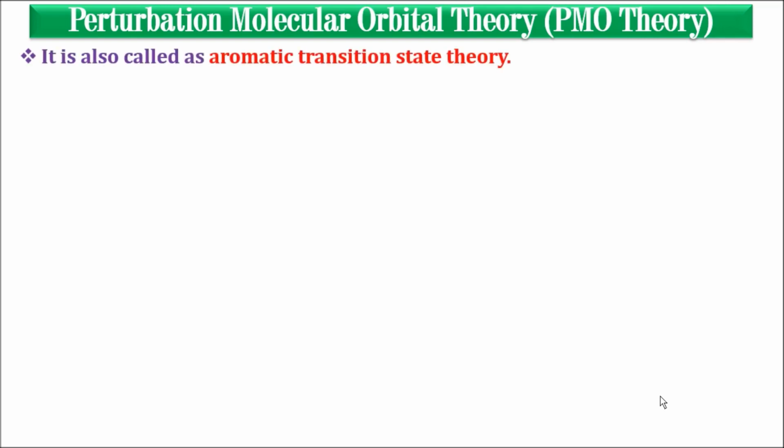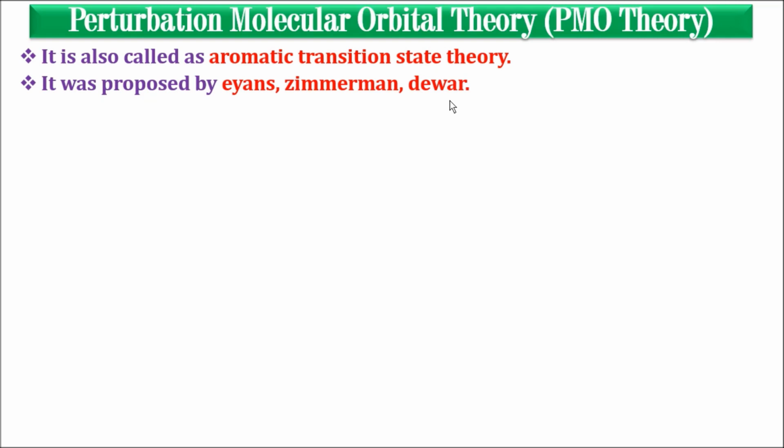So here perturbation molecular orbital theory, also called as aromatic transition state theory. So we are going to discuss purely the nature of the transition state. So that's why here we are calling it aromatic transition state. It was proposed by Evans, Zimmermann, Dewar. Therefore it is also called Dewar-Zimmermann theory or Dewar-Zimmermann model.